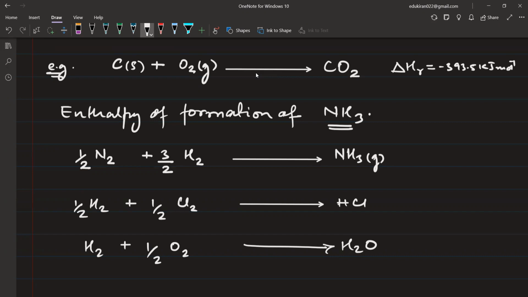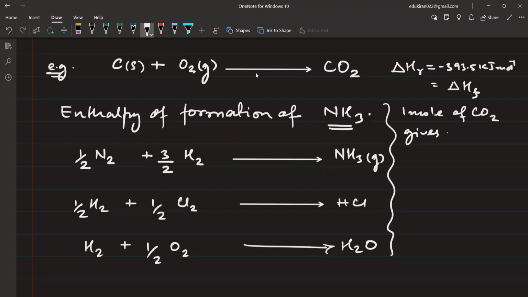ठीक है, now listen very carefully. If you look at this information here, carbon plus oxygen is giving you carbon dioxide, and this is the enthalpy of this reaction. And this is also what? This is also the enthalpy of formation. That means 1 mole of CO2, if it is going to form, it gives minus 393.5 kilojoule per mole of energy, है ना?